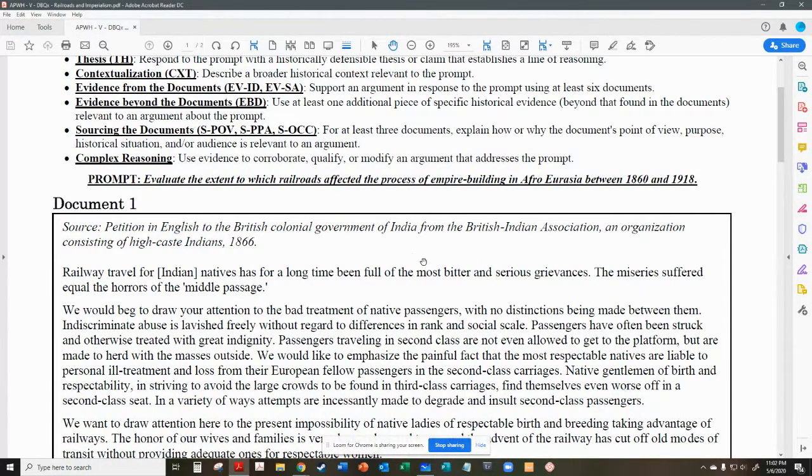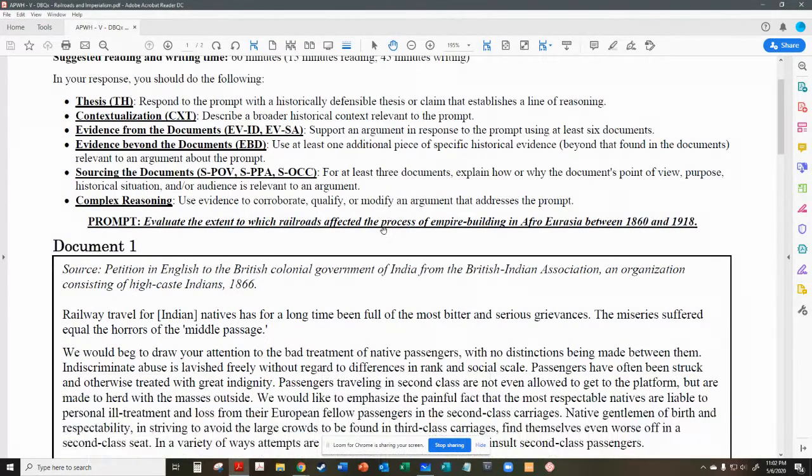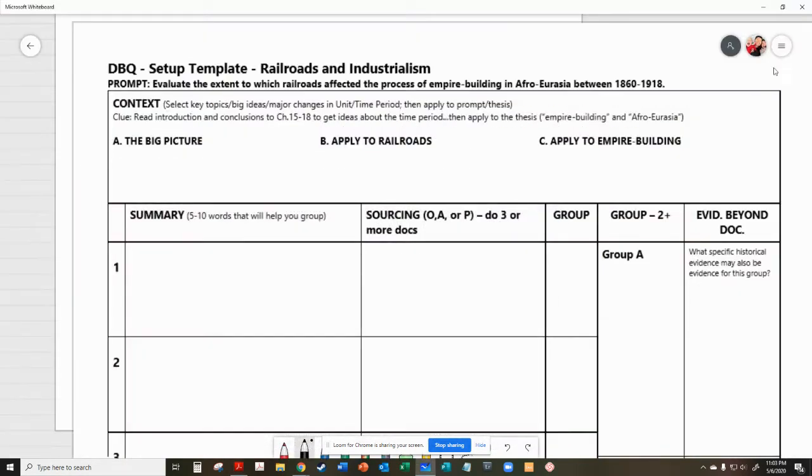First thing you should do with the DBQ is to, as best as you can, read the prompt and try to set the context of what you are discussing here. So here's the prompt itself. Evaluate the extent to which railroads affected the process of empire building in Afro-Eurasia between 1860 and 1918. So you want to be able to set the time period, where you're discussing, and the topics at hand to begin. And then from there, be able to figure out the context here.